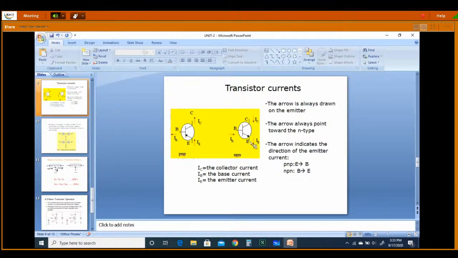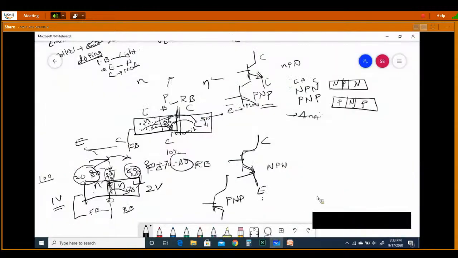Now apply the nodal equations here. Now see what is going to happen. The sum of currents entering is equal to the sum of currents leaving. Now I will show you this with this current direction. See how it is going to be.